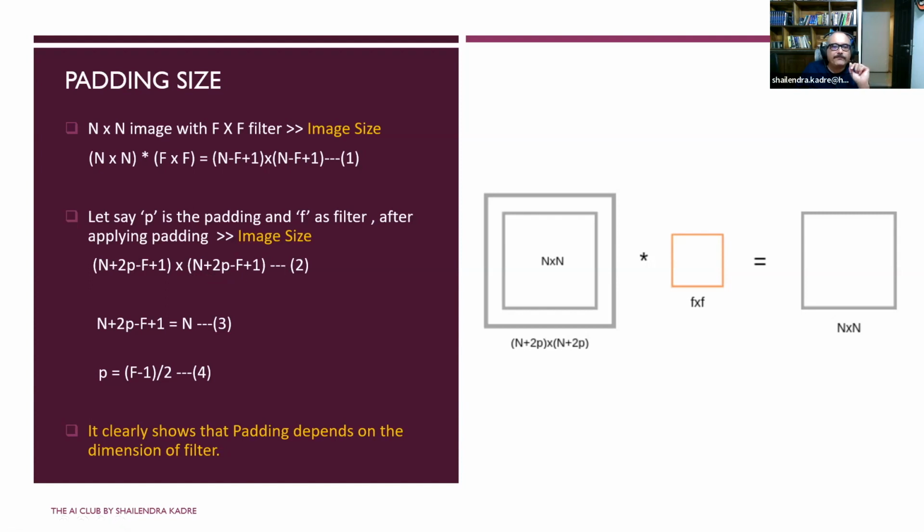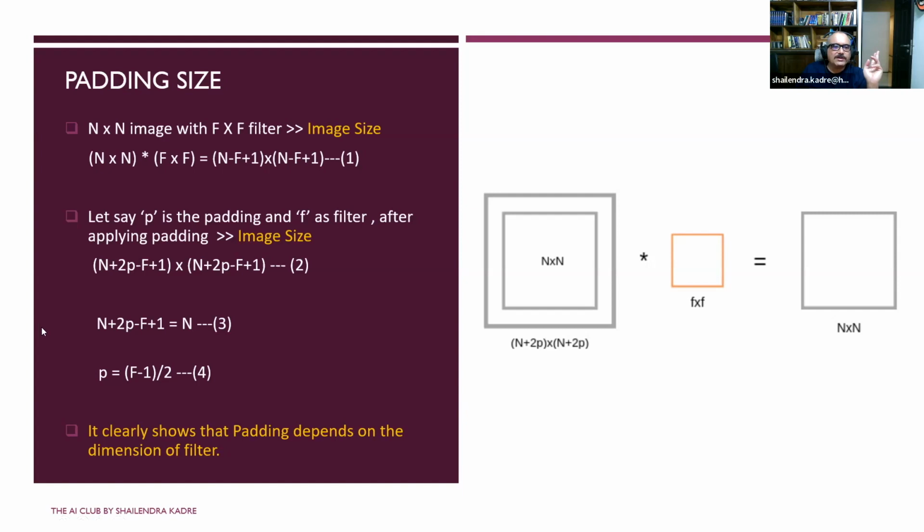Now what we want? We want the convolved image, the right hand side of the equal to sign, to have the same dimension as the original image. So you see equation 3. So what we do, n plus 2p minus f plus 1 is equal to n we put, because we want same size.